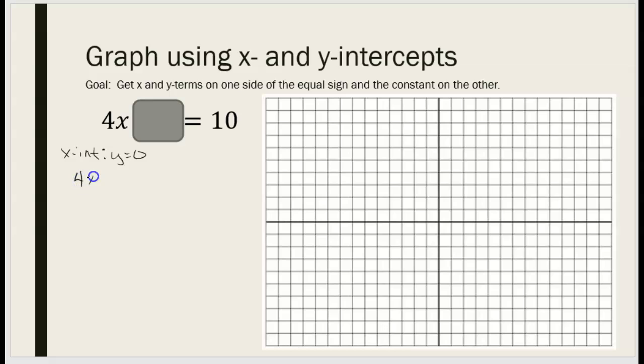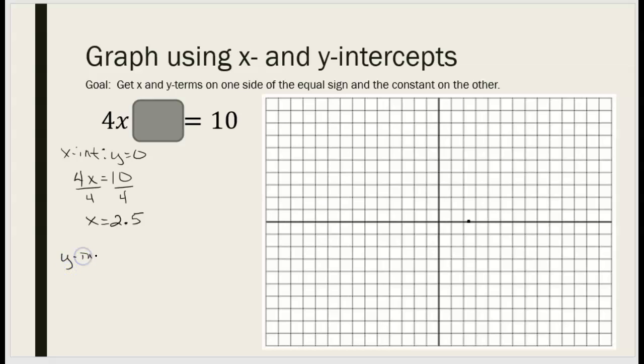So 4x equals 10. Divide both sides by 4. And x is equal to 10 divided by 4, which is actually 2.5. You can double check me with a calculator, but 4 goes into 10 2.5 times. So that means I'm going to go on my x-axis to 1, 2, and then a half, halfway to that next point. There we go. All right, x-intercept is done.